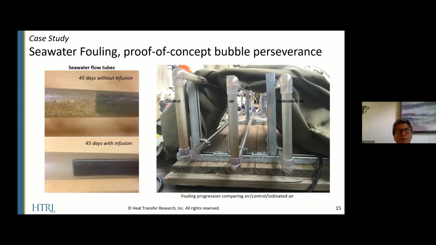This was supported by flow pipes that contained metallic coupons, one of which was to receive infusion and the others which did not. And as you can see, in the pictures to the left, after 45 days, there was a significant foul formation in those that did not receive infusion, whereas the flow streams receiving infusion had absolutely no foul whatsoever. And so once again, we were able to show that all aspects of the piping system that received infusion were clear of biofoul, not necessarily the case without infusion.